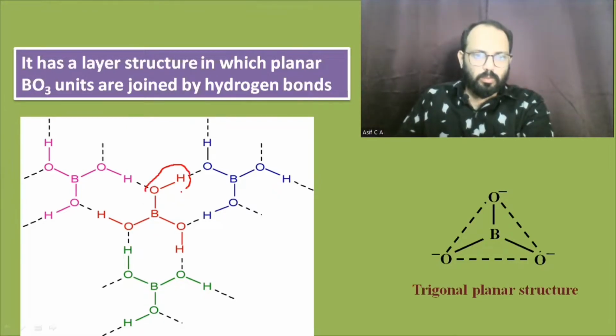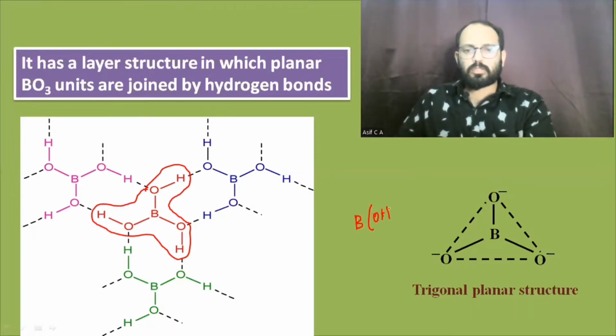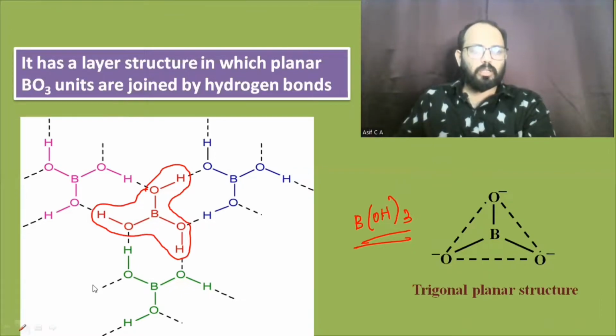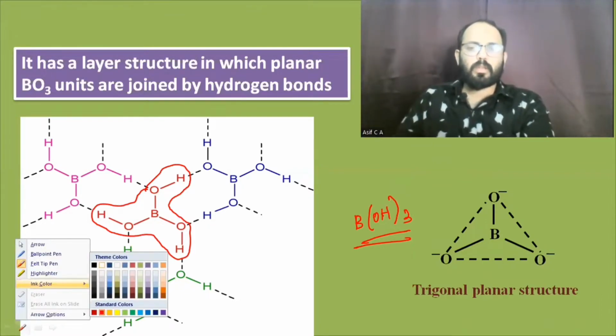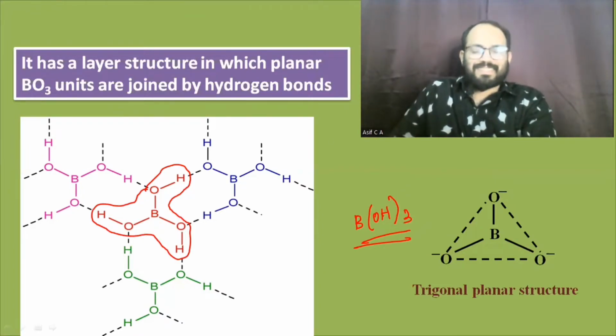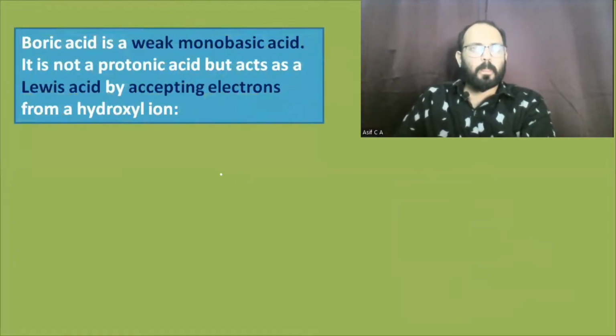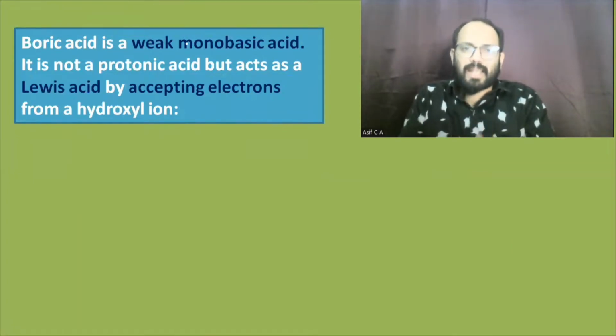If you want the structure, it is orthoboric acid. Look at that, this is orthoboric acid, B(OH)3. Understood? So planar BO3 units are joined together by hydrogen bonds. This is the structure of orthoboric acid. It gets a polymeric structure because of the hydrogen bond. Boric acid is a weak monobasic acid.